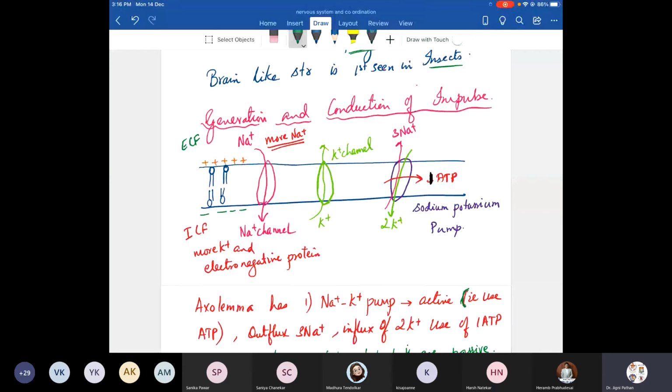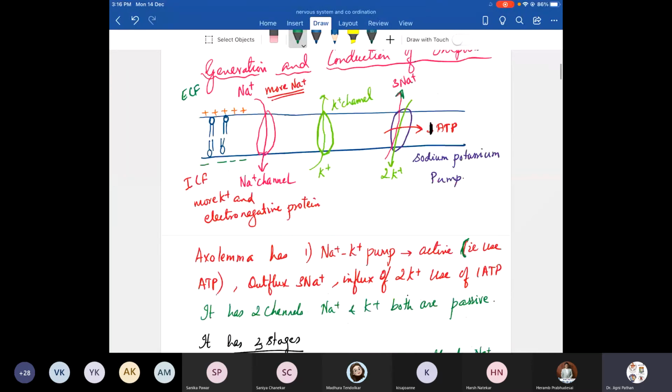Now, active means what happened? Outflux means from inside to outside. 3 sodium is thrown away. Can you see the arrow mark here? 3 sodiums are thrown away. And influx means 2 potassium is taken in. And how much ATP is used? 1 ATP is used. And it has 2 channels. One is potassium, one is sodium. And these both are passive. Did you understand this statement? Is it clear? Others, is it clear? Yes or no?